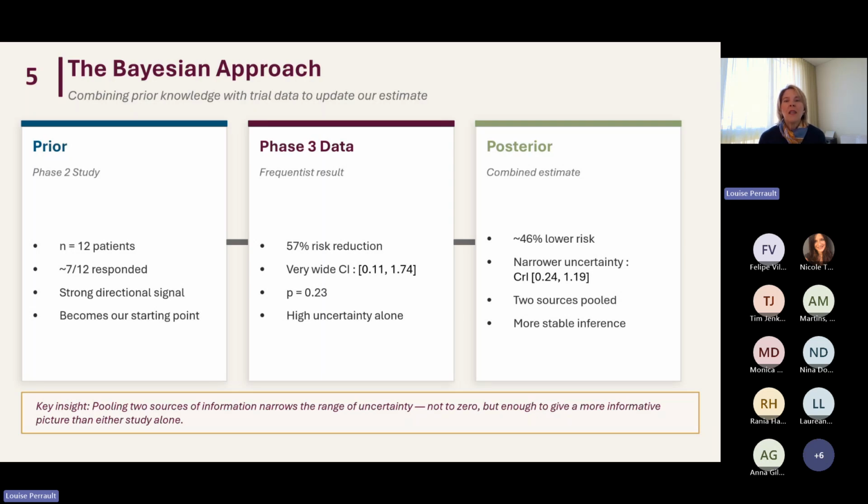Our updated estimate came out to roughly a 46% lower risk. It still had a wide range. It was still crossing the no effect, the one line, but the overall picture was more informative than either the phase 3 or the phase 2 alone, not combined.